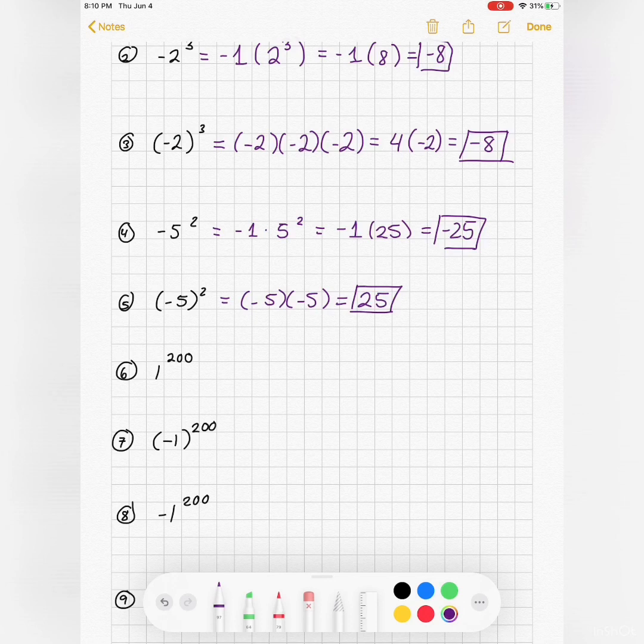Okay, what about 1 to the 200th? Well, that's easy. That means take 1 and multiply it by itself 200 times. But no matter how many times I multiply 1 by itself, the result is just going to be 1, right? So immediately upon seeing this, I can say I know the answer. The answer is going to be 1.